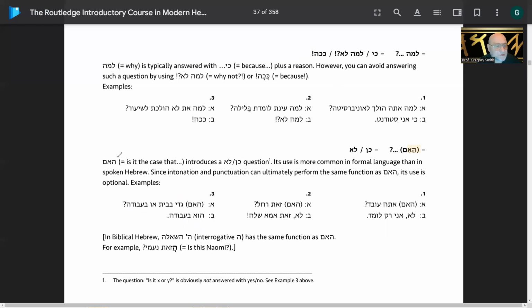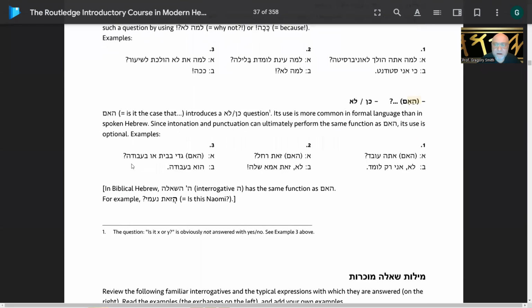So just remember this, ha'im, it means, is it the case that? And here's what it looks like with the vowel pointing. Now, it's answered with ken, which is yes, or lo, meaning no. Okay, ken means yes, lo means no. So we did that.